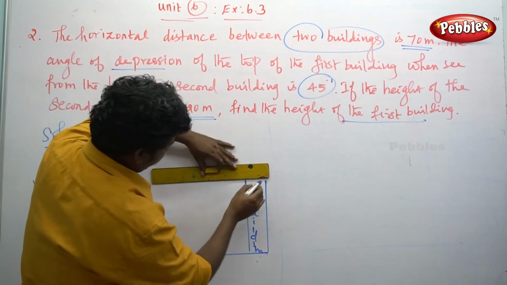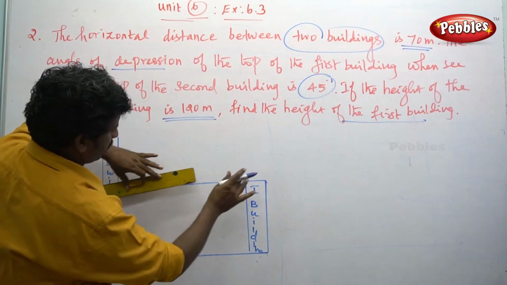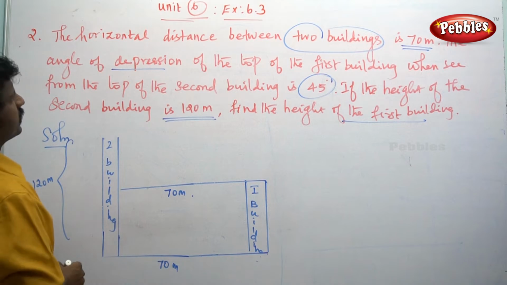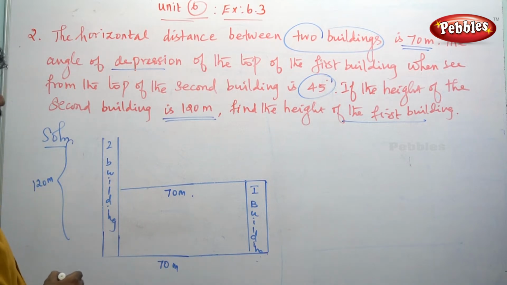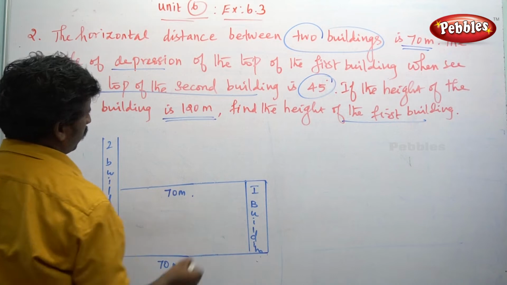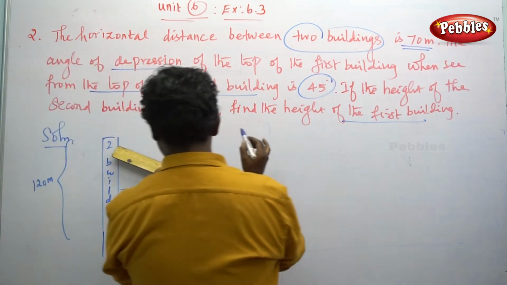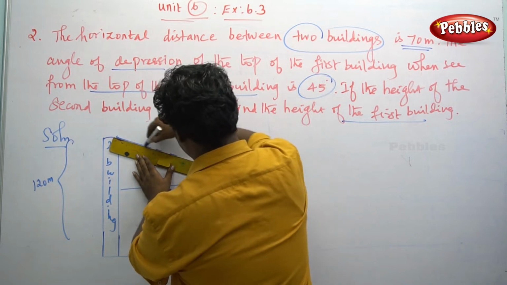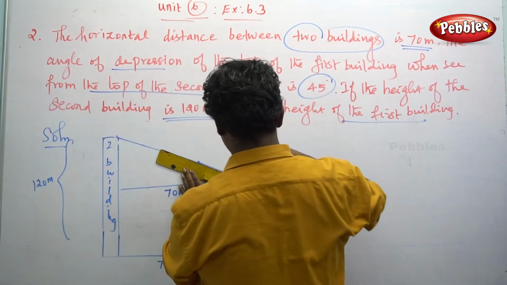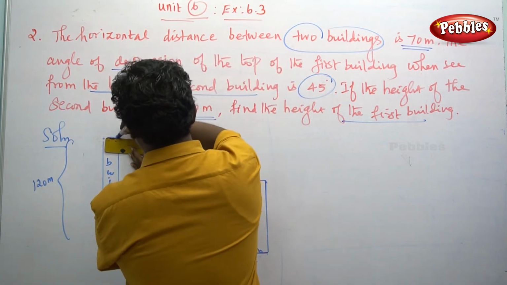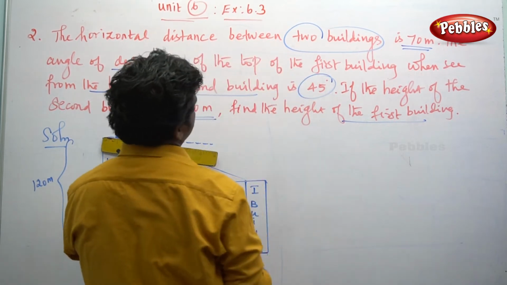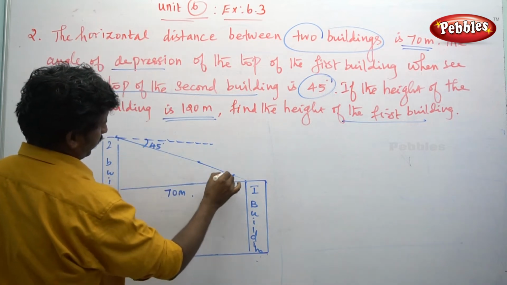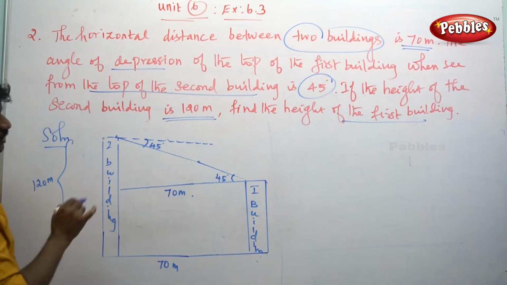So then what will be here? The same 70 meter distance will be here. This height ends here, right? From there we have to make a line, 70 meter, right? The angle of depression of the top of the first building when seen from the top of the second building, from the second building to the first building, right? The angle of depression, I mean this is the triangle. So what is the angle? This is the 45 degree. So here also the 45 degree. Now look, we have to find out the first building height.